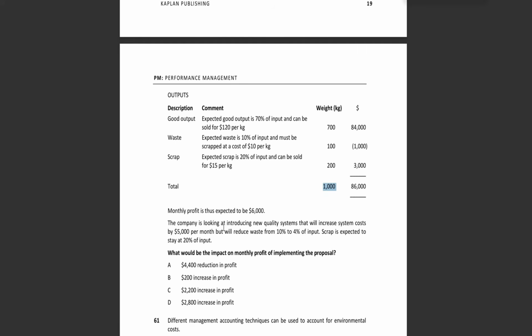The company is looking at introducing new quality system that will increase system cost by 5,000 per month, but will reduce the waste from 10% to 4% of the input. Scrap is expected to stay at 20% of input. What would be the impact on the monthly profit of implementing this proposal? Now let's have a full calculation.